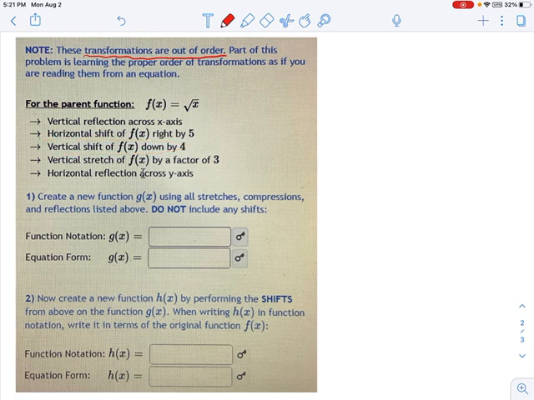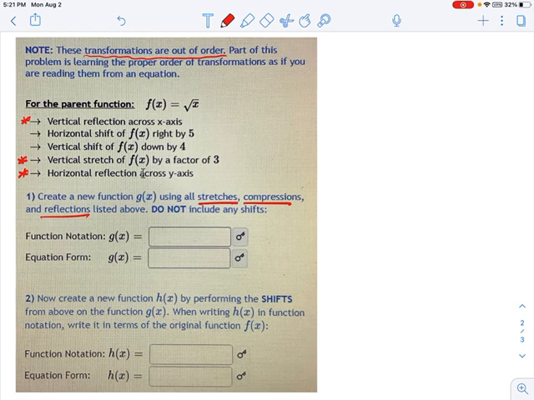Let's find the things that are not shifts. I want to do stretches, compressions, and reflections first. So there's a reflection, and there's 2 more things, stretches and reflections. So now let's make function notation.